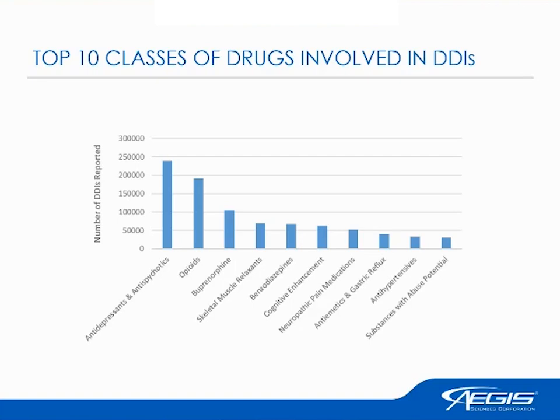The substances with abuse potential that you see there at the far right include things like methamphetamine and alcohol. Illicit drugs are not included in the DDI analysis. While the methamphetamine that is represented in this substances with abuse potential category may be illicit, there are other potential sources of methamphetamine that are not illicit, so that is why it is included.